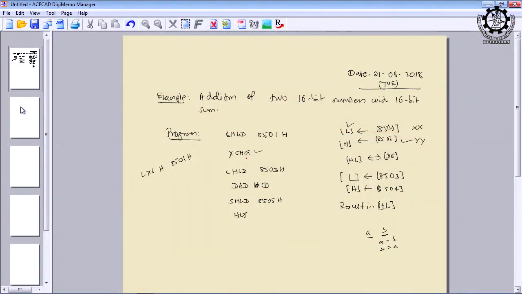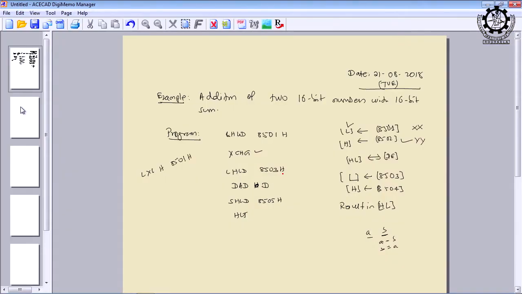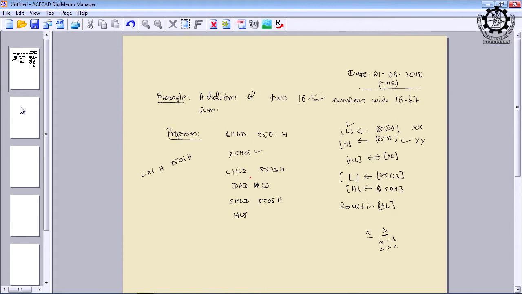So, whatever value we had stored in HL is now available in DE. Now I can freshly load new 16-bit data into HL, because the HL content has already been copied into DE. So, LHLD 8503 means the content of 8503 will be loaded into L. If the L value is modified, I do not have any problem, because I have taken a copy in DE. Then the H register will store the content of 8504. Am I clear?